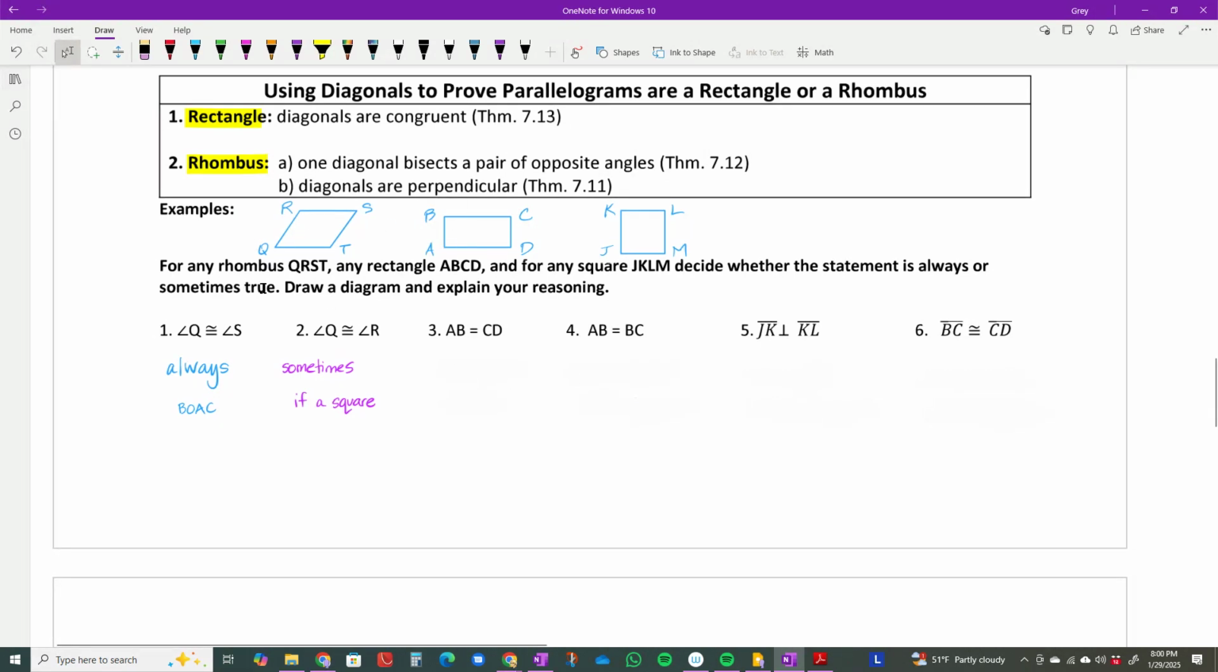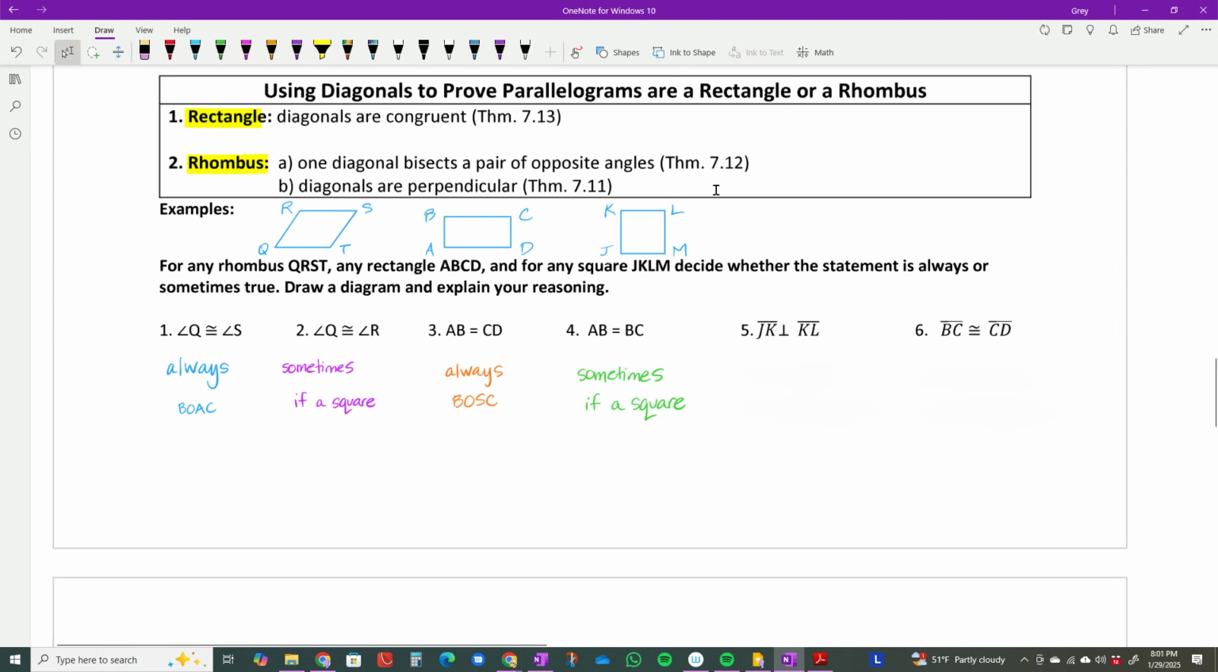Segment AB is equal to CD. Well, it's a rectangle, but more importantly, it's a parallelogram. In a parallelogram, we know that both opposite sides are congruent. So that means this is always true. Okay? Same rectangle. How about AB and BC? Are they always equal to each other? Well, they are not, but they would sometimes if that rectangle is a square.